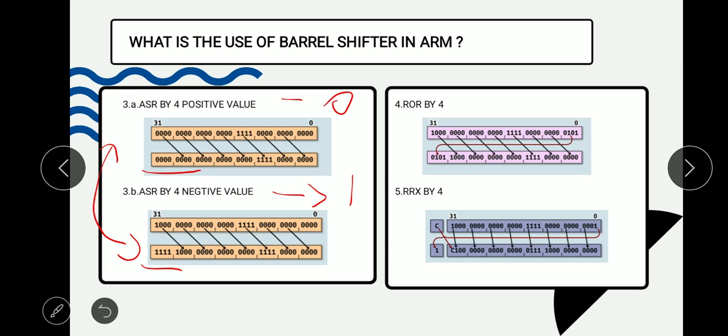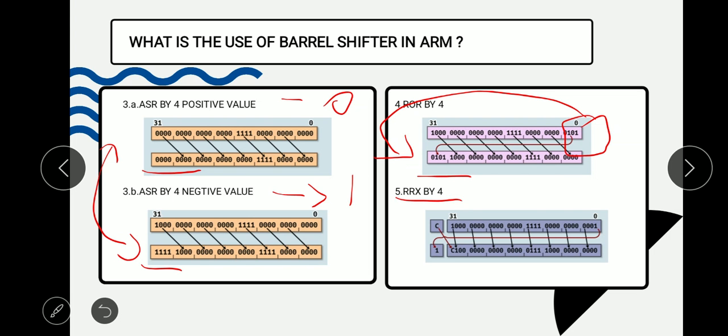Then right rotate by 4 bits. Here, shift right operation is done first. After that, 4 least significant bits are placed at the front. In logical shift right operation, zeros are placed at the front position, but here 4 least significant bits are placed at the front.